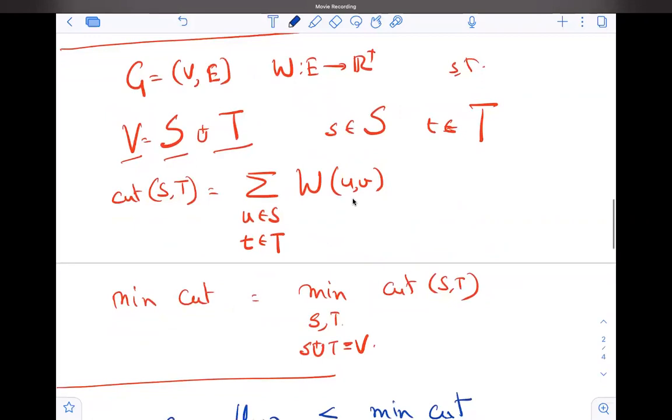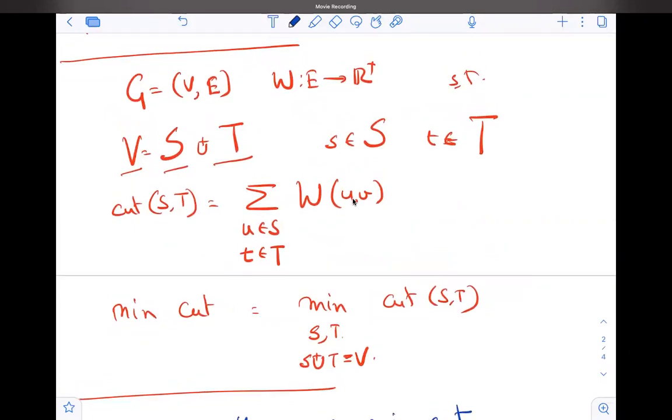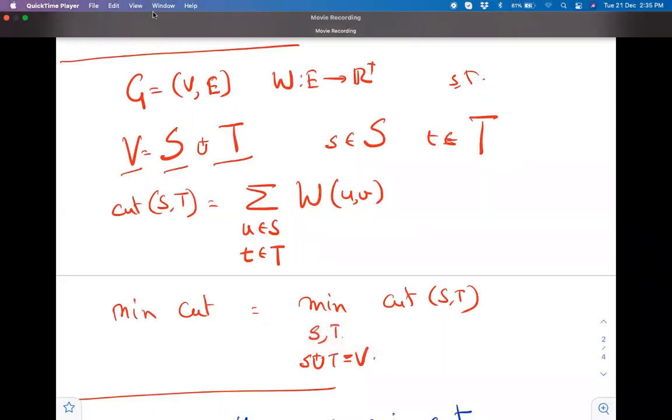Can you write the cut as an LP? Maybe I will give you a couple of minutes to write this cut as an LP. Write this cut as an LP, for finding the minimum cut. Okay, sir.